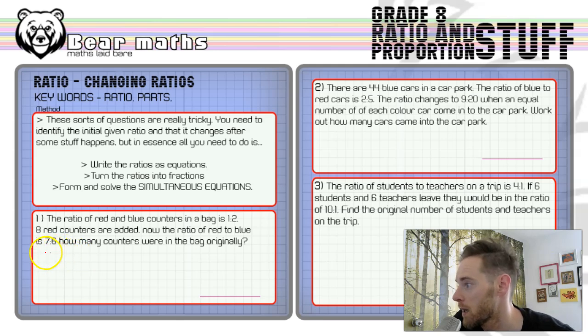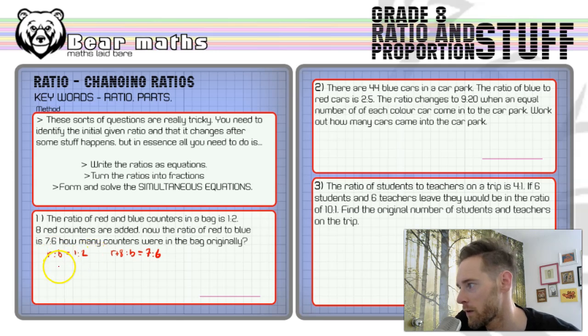So let's set up this ratio as an equation. So R to B is equal to 1 to 2. There's our initial ratio equation. And then the second one, we've got R plus 8, because 8 red counters have been added, to B, nothing's happened to B, is equal to 7 to 6.